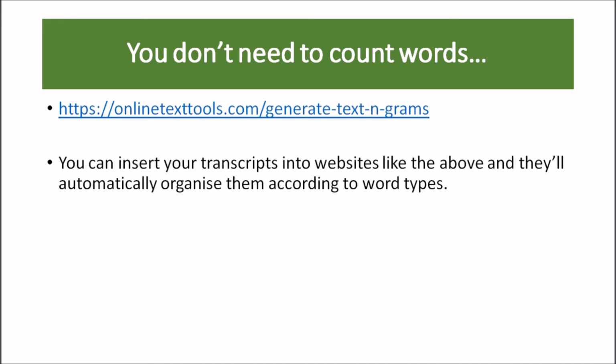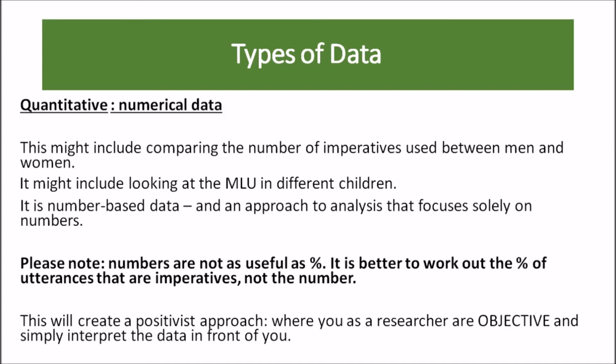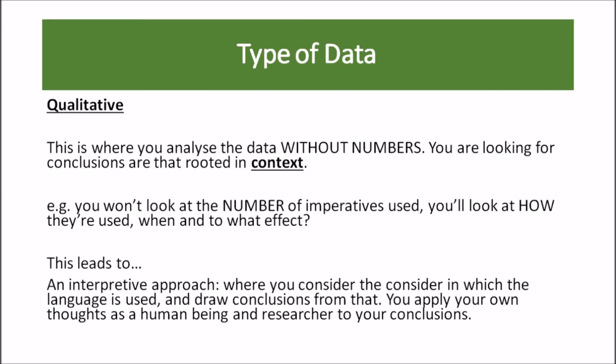You get marked on AO1, 2 and 3, and your AO3, as always, is really important. It's about you being able to explore the meanings created in the context in which they are spoken. If you just use that approach and say, a boy uses 20% imperatives and a girl uses 50, Lakoff was wrong, Tannen was wrong. Well, not necessarily. You also need a qualitative approach.